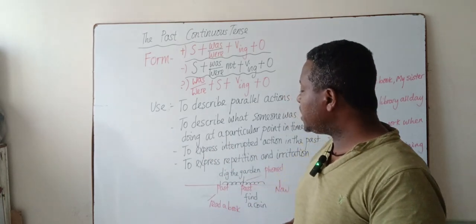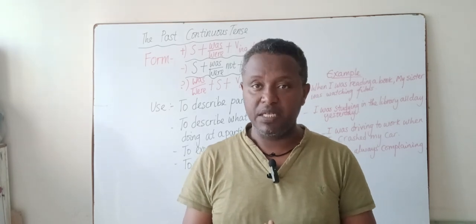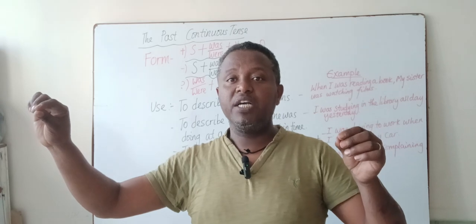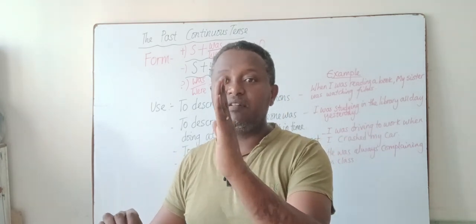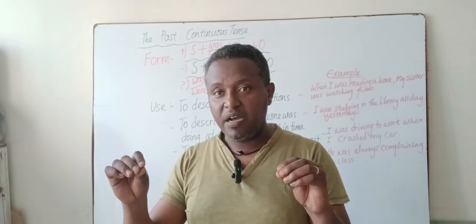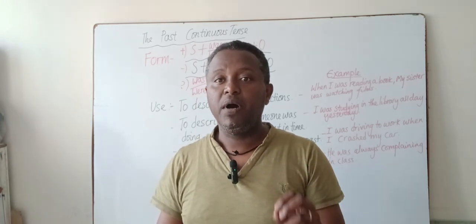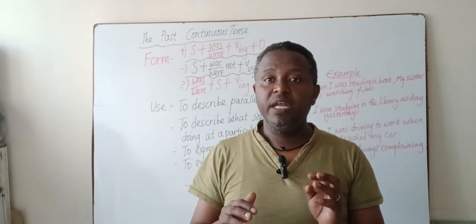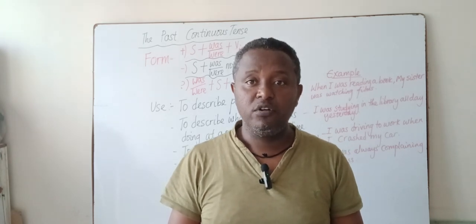The third one is to express interrupted actions in the past. So what does it mean? When a certain long action was taking place, there was a short action that interrupted it. So when you want to talk about an interruption in a series of actions in the past, we use the past continuous tense. So, when I was studying my lessons, the phone rang.